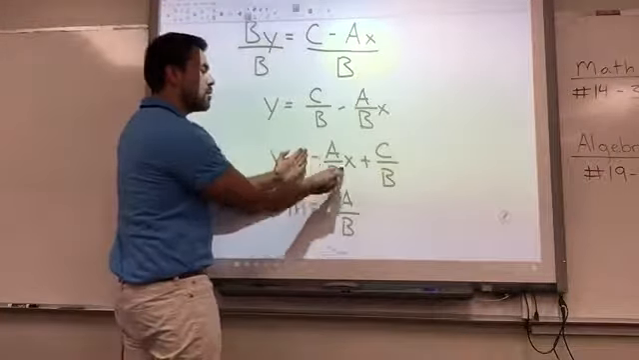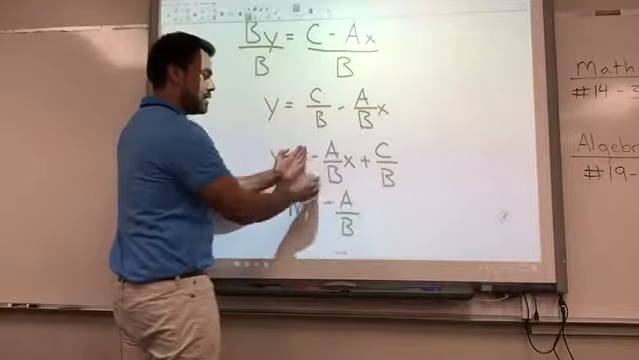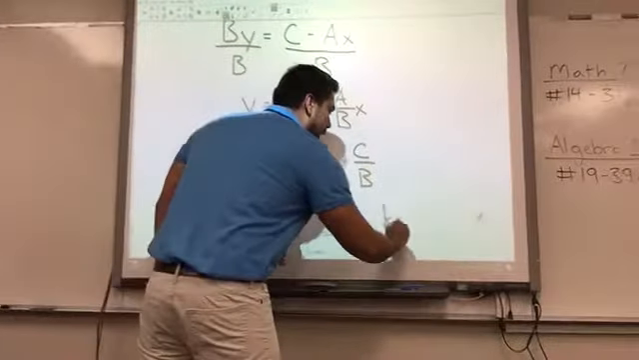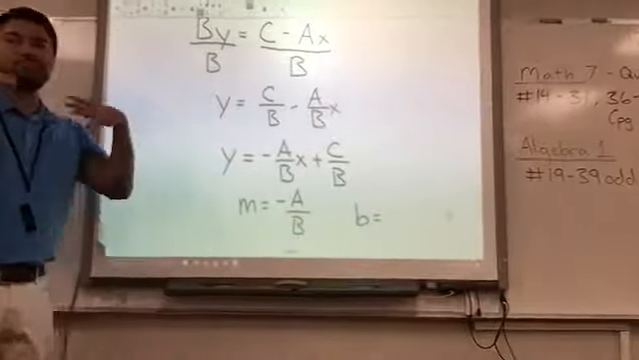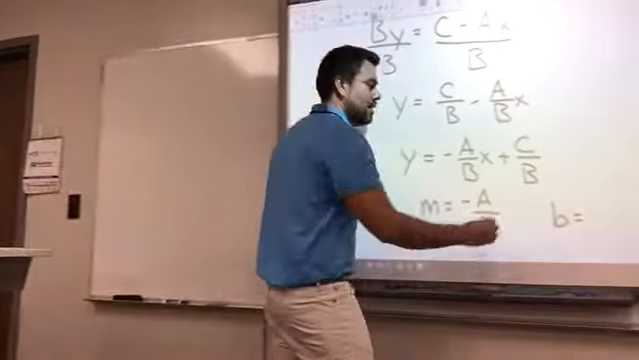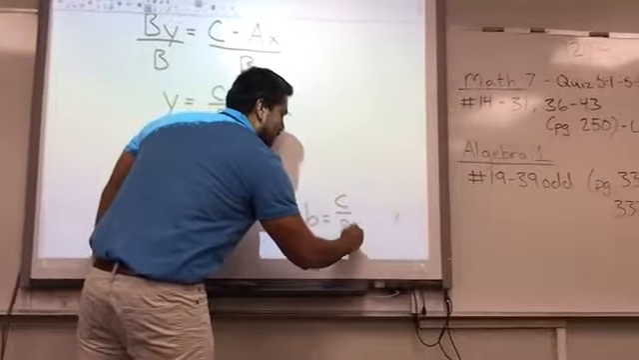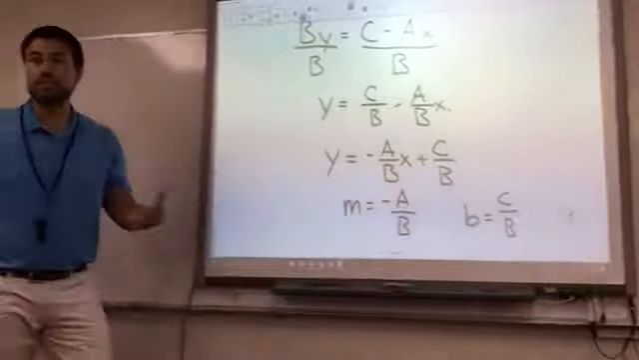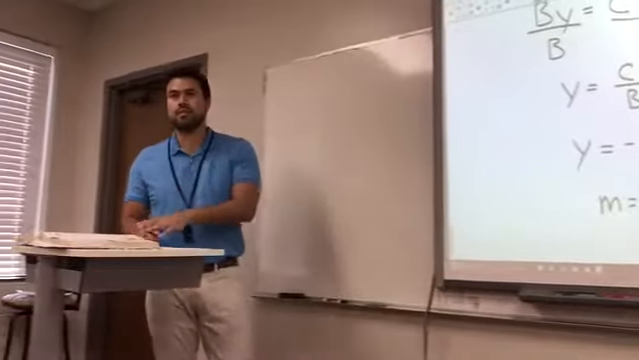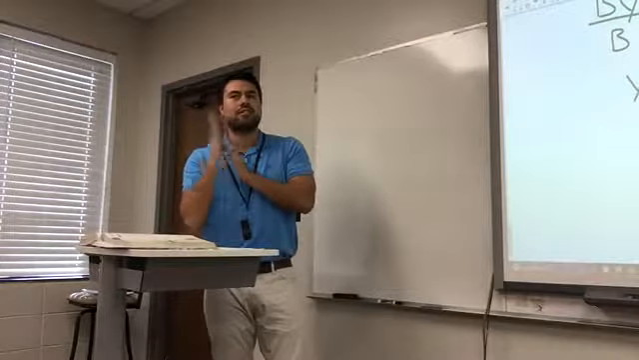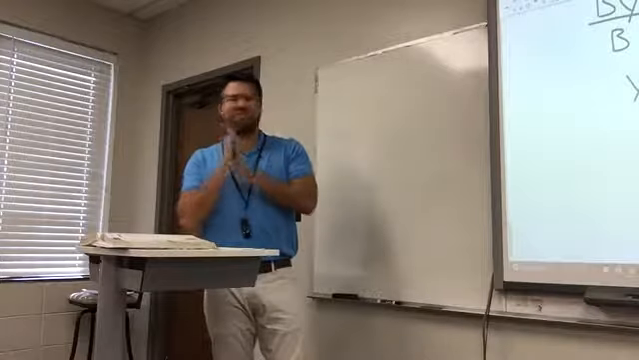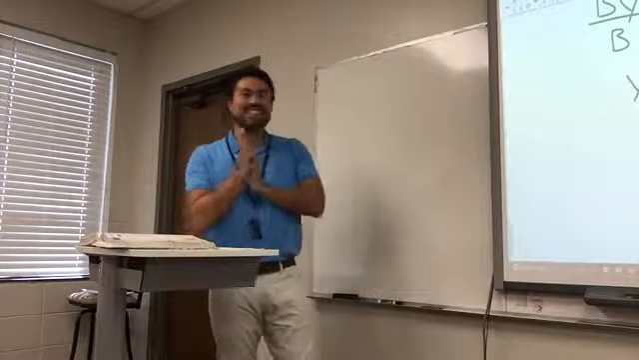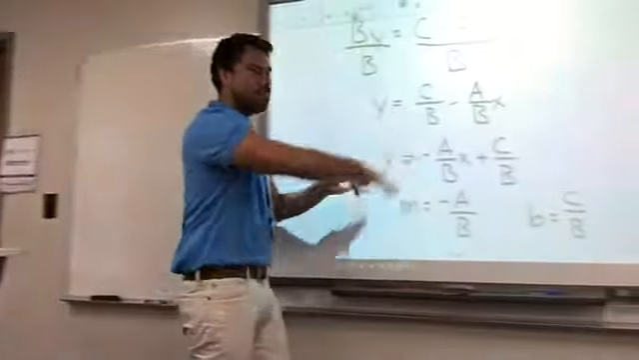It's always the number in front or being multiplied by X. What would my Y-intercept be? Or what's my B value? C over B. Right? It's whatever C over B is. Don't know what it is. Okay with that? You're done.